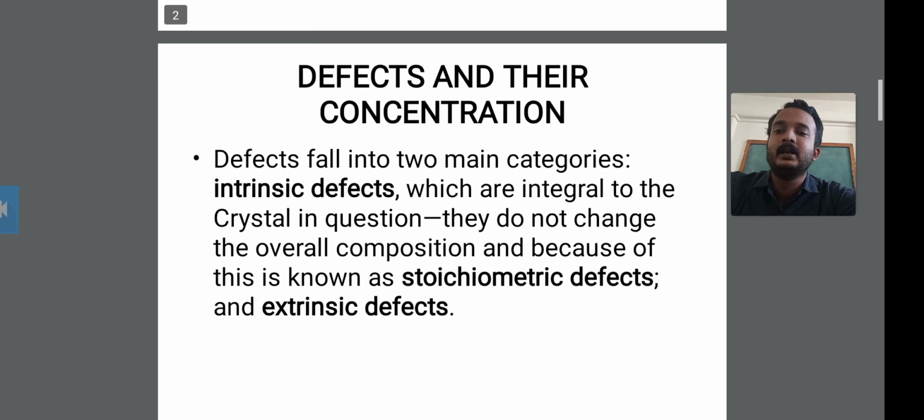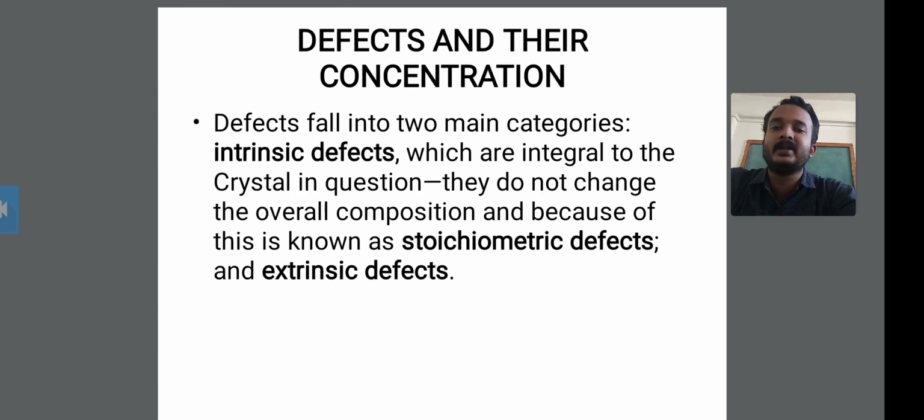Next, defects and their concentration. Defects fall into two main categories: first the intrinsic defects, and second the extrinsic defects. Intrinsic defects are integral to the crystal in question, and they do not change the overall composition.